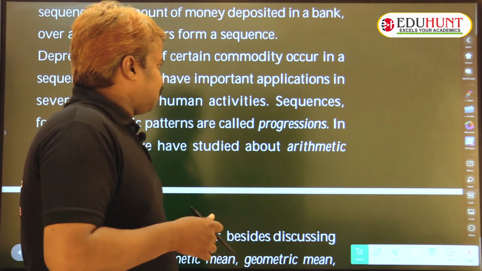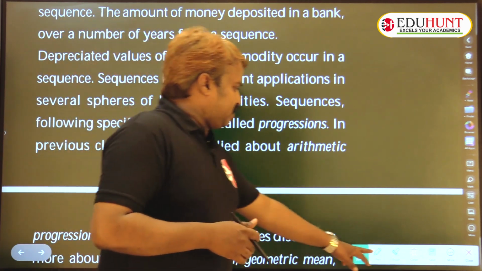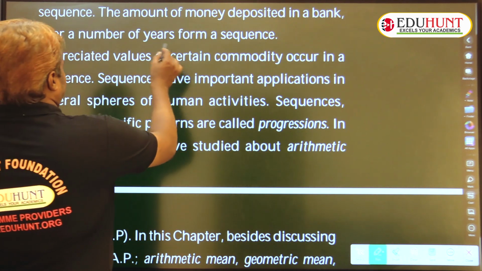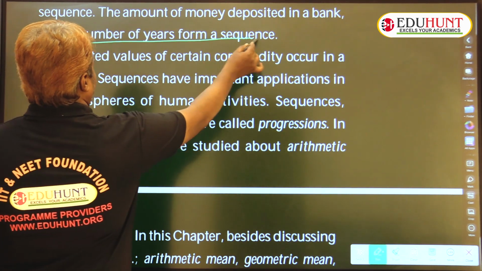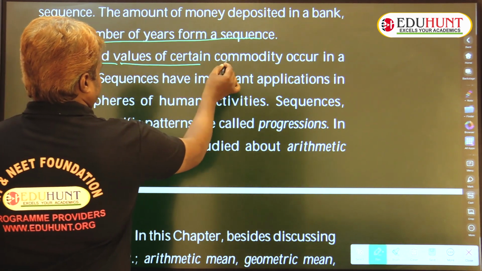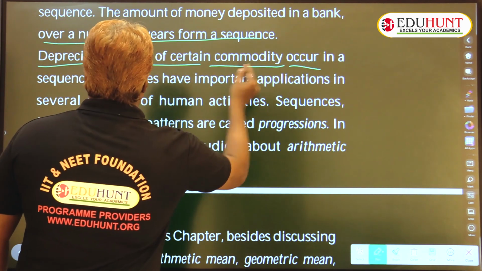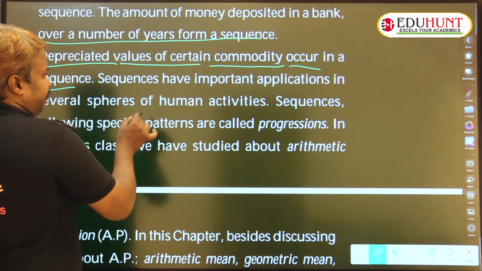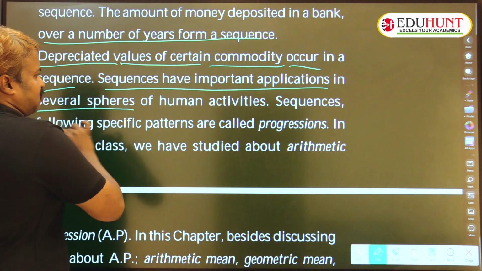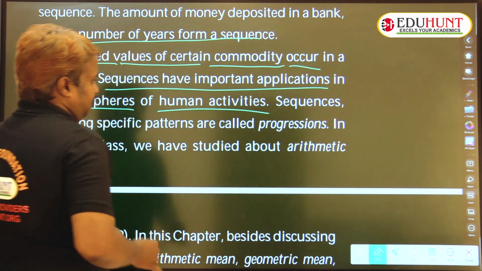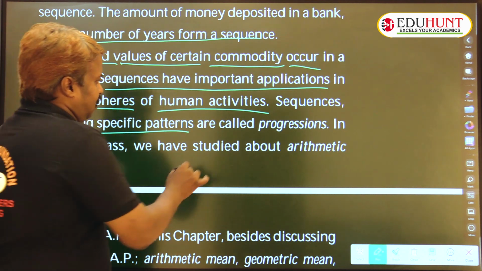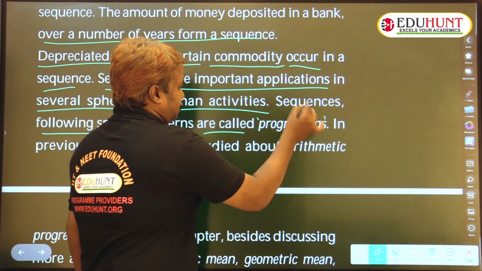Now you can see the sequence of values here. You can take these types of sequences. Over a number of years forms a sequence. Depreciated values of a certain commodity occur in a sequence. The sequence has important applications in several spheres of human activities. In a sequence, the following specified patterns are called progressions.